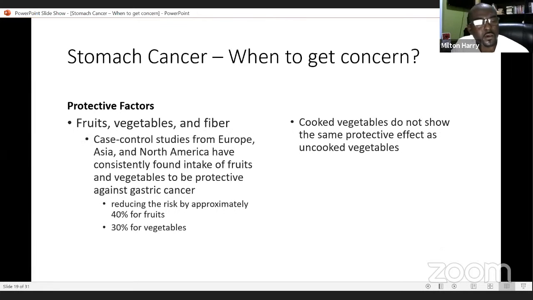So all is not lost. There are also ways that we can protect ourselves from this. Again, the diet, we can either eat to stave off problems, or we can feed problems. So a diet rich in fruits, vegetables, and fibers has been shown to reduce your risk of gastric cancers, up to 40% reduced risk with fruits and 30% for vegetables. And just a point to note here that cooked vegetables do not offer the same protection as uncooked vegetables. So these studies are with uncooked vegetables.